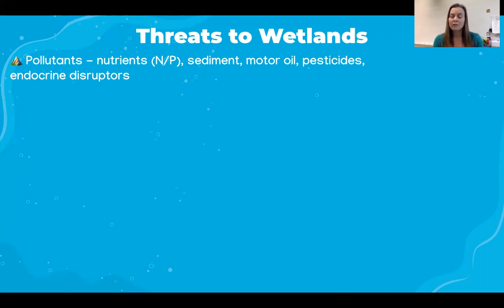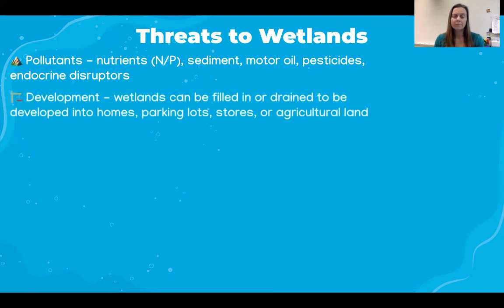Motor oil is another one, because we have a lot of runoff coming into wetlands, washing motor oil off of roads. Pesticides come from agriculture, and then of course there are those same endocrine disruptors that we've been talking about. Because a lot of wetlands serve as nurseries for aquatic species, those endocrine disruptors can have a significant impact on the health of a wetland ecosystem.